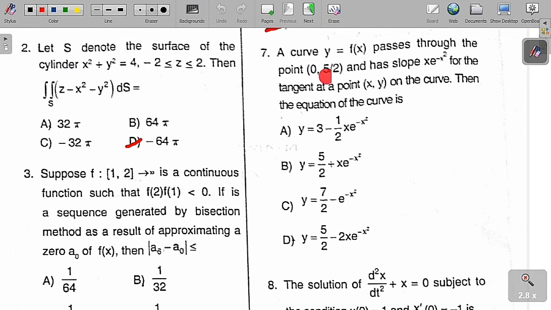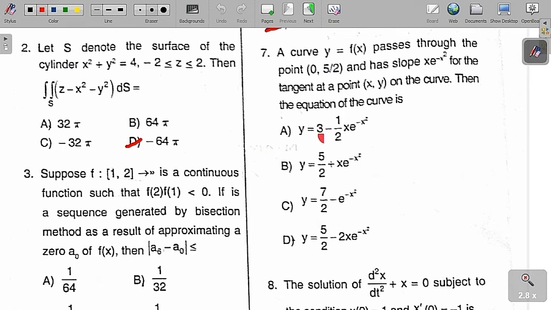See the question here. A curve y is equal to f of x passes through the point 0, 5 by 2 and has a slope x into the power of minus x square for the tangent at a point x, y on the curve. And the equation of the curve is. So basically they are saying that there is a curve y is equal to f of x passing through the point 0, 5 by 2 and has a slope of x into the power of minus x square for the tangent at the point x, y on the curve. Then we need to figure out what the equation of the curve is.